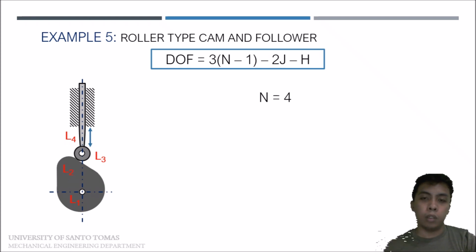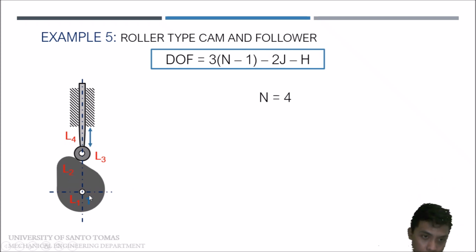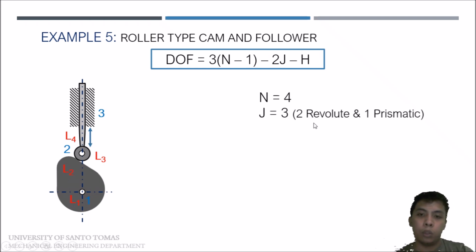Now, let's count the number of lower order pair. For the lower order pair, we have 1, which is the revolute here, in which the cam is rotating. Another one will be the revolute here, in which the roller is rotating. And lastly, we have a slider here, or prismatic pair. So we have 2 revolute and 1 prismatic, equal of 3 lower order pair. Next, we have 1 higher order pair because this is a 1 cam and follower.